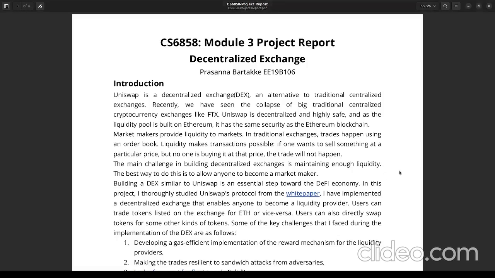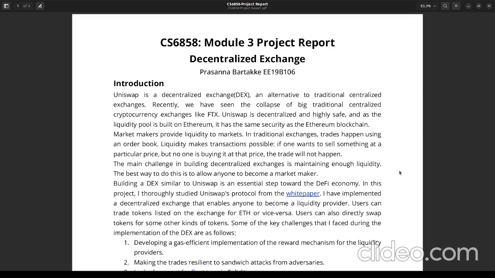Hi, I am Prasanna. I have implemented a decentralized exchange, also known as DEX, using Solidity for the Module 3 project. The motivation behind understanding how decentralized exchanges work was due to the recent collapse of FTX, a centralized cryptocurrency exchange. My implementation of the DEX is based on Uniswap's white paper.